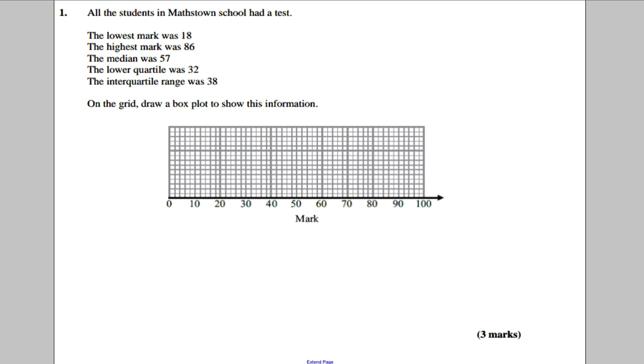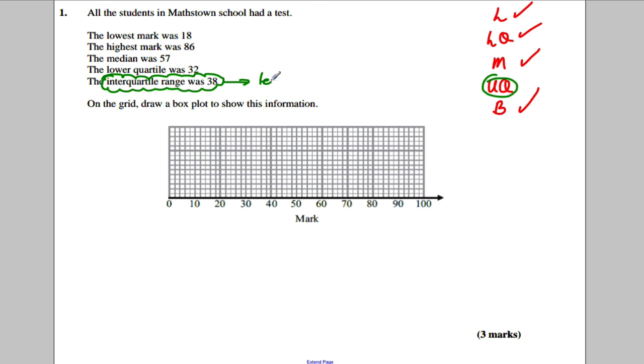Okay, we've seen this question when I taught you it at the start. So to draw a box plot, what do you need? The lowest, the lower quartile, the median, the upper quartile, and the biggest. We have the lowest, we have the highest, we have the median, we have the lower quartile, but look, we don't have the upper quartile. But we can work it out because the interquartile range is given, and that is, if you remember, the length of the box. Okay, so that's enough information for us to be able to plot this.